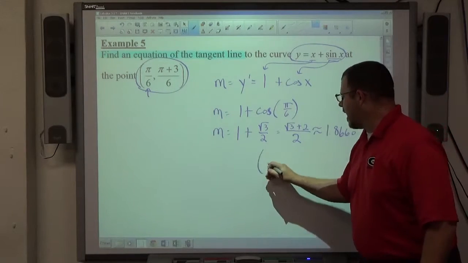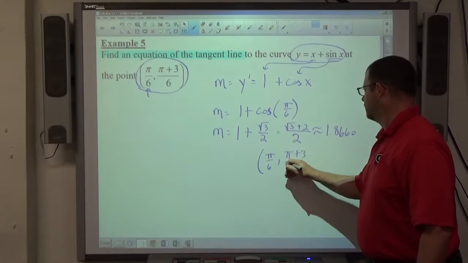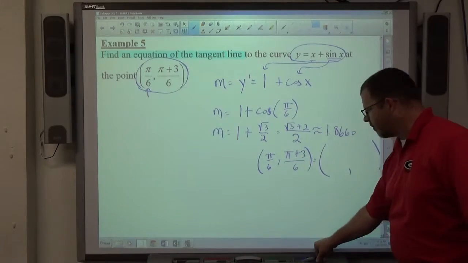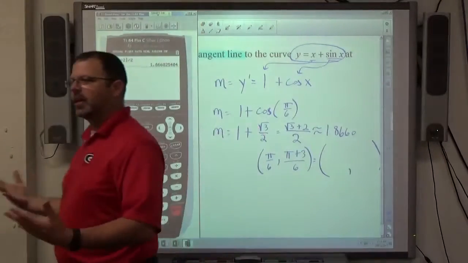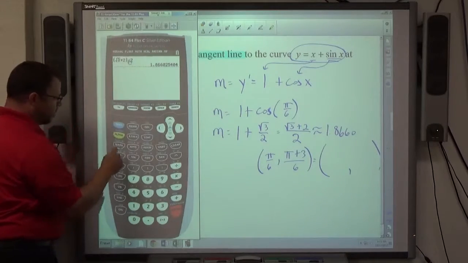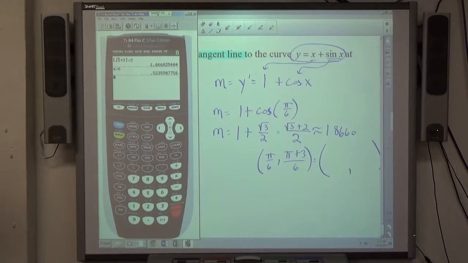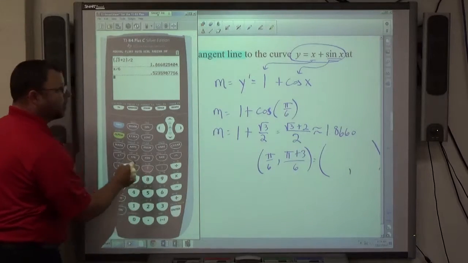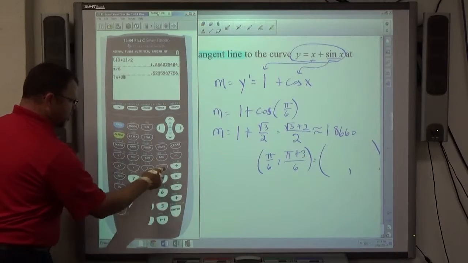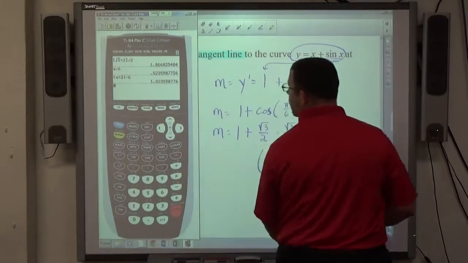The other thing that we have approximates for will be that point of tangency. So if I'm going to approximate anything, I might as well approximate everything. If I type in pi divided by 6, that equals 0.5236. If I type in parentheses, pi plus 3, in parentheses divided by 6, that equals 1.0236.